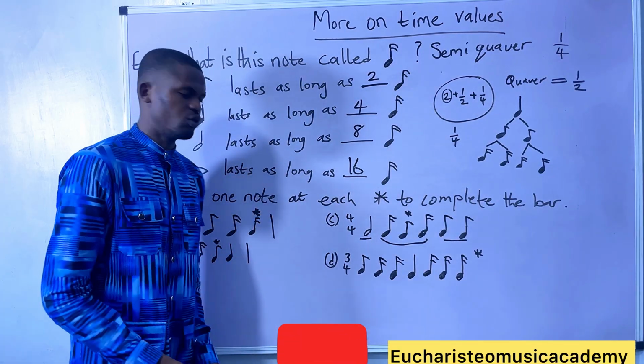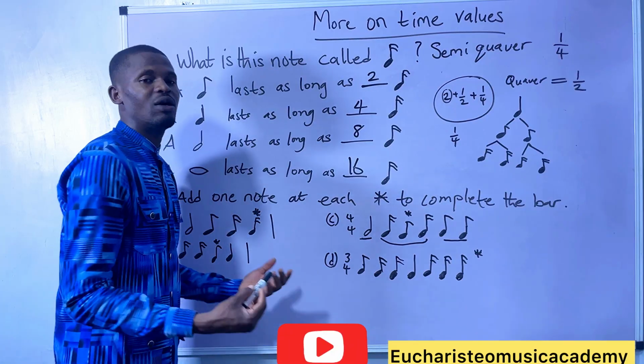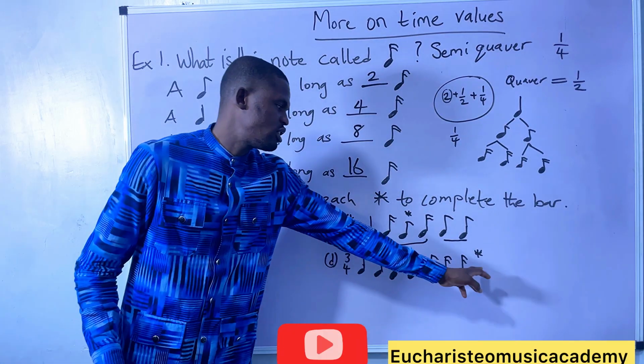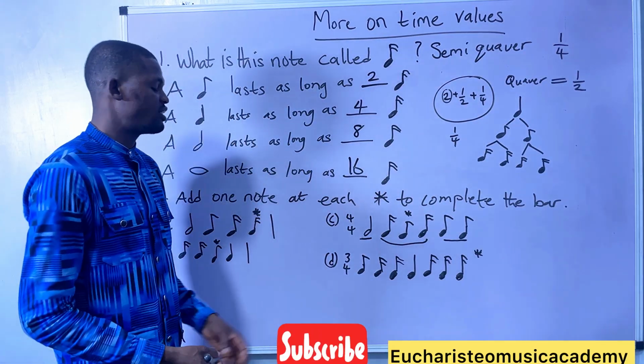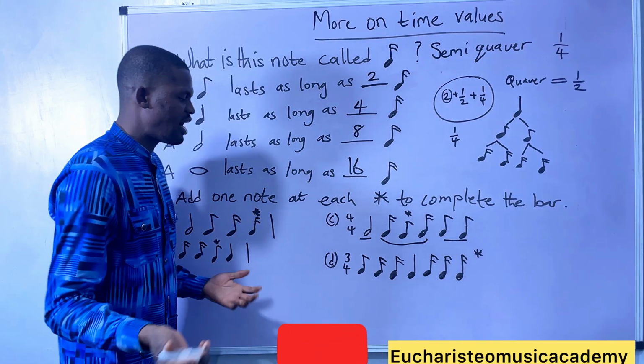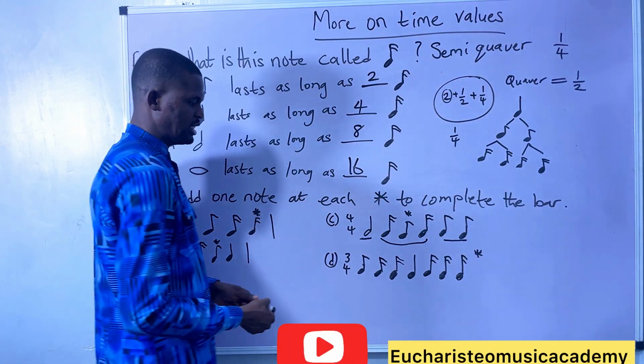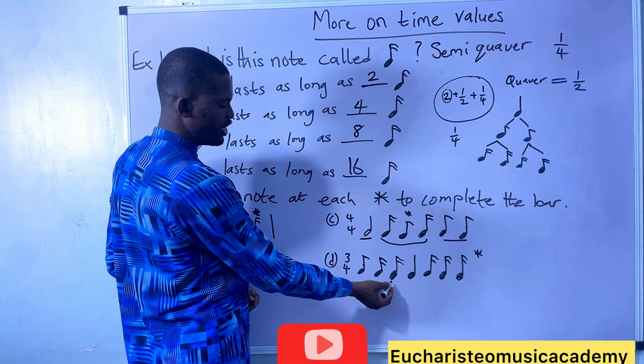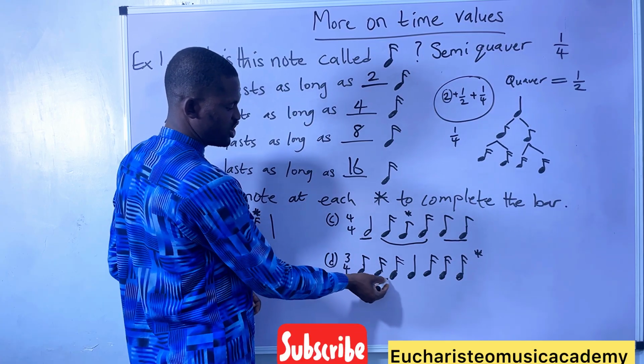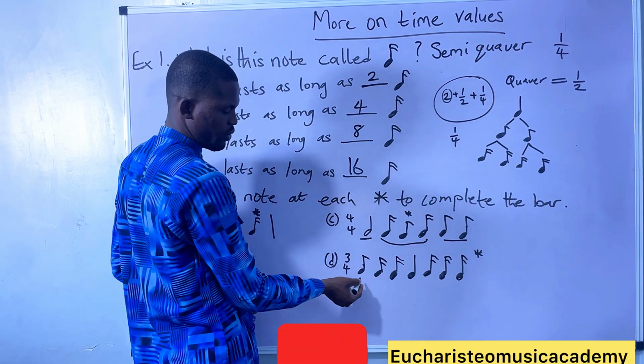Now let's go to the next question. 3-4. It means that we need 3 beats in a bar, and a note is missing here. 3 beats in a bar. 3 crotchet beats in a bar. Now it's very simple. Let's take a look at this. This is half. And these 2 will give us half. This semi-quaver plus this semi-quaver will give us half. I already have half already.